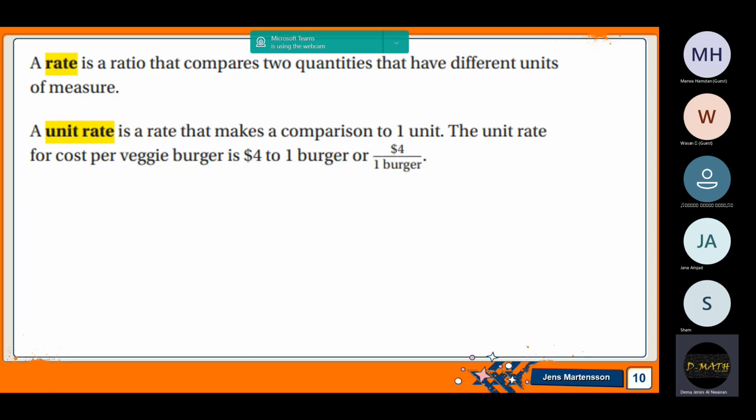That's weird. So this is a unit rate. A rate makes a comparison to one unit. The unit rate for cost per package is 4 to 1, like I pay $4 for each hamburger. This is an example of a unit rate. So this one here, he worked 35 hours and made $490. How can I rate the ratio? Is it a rate or a unit rate?